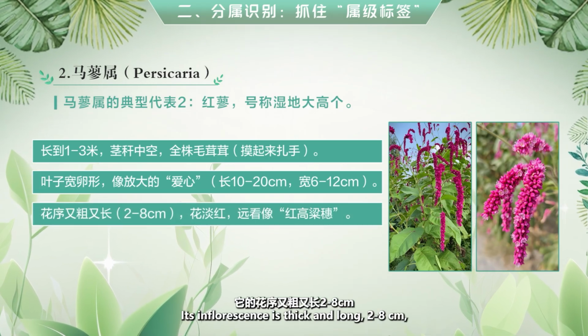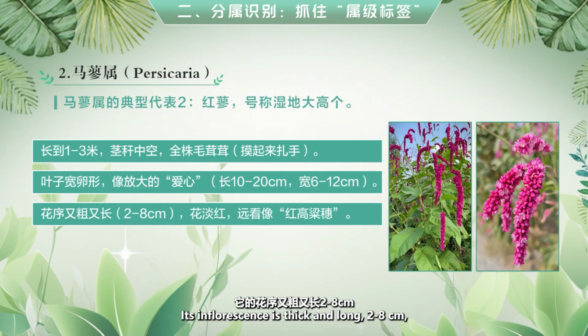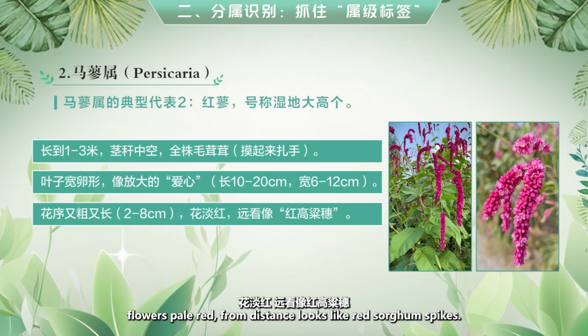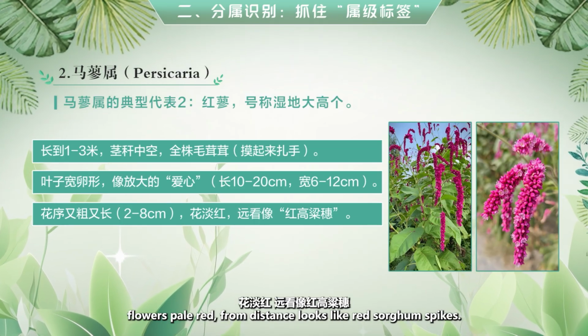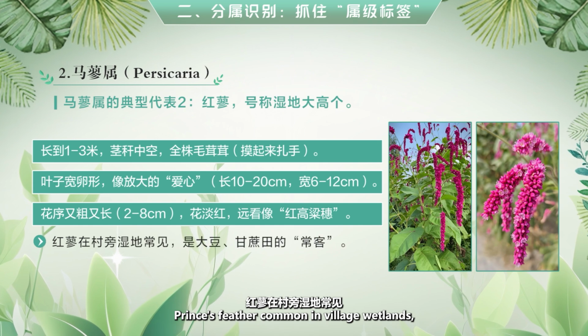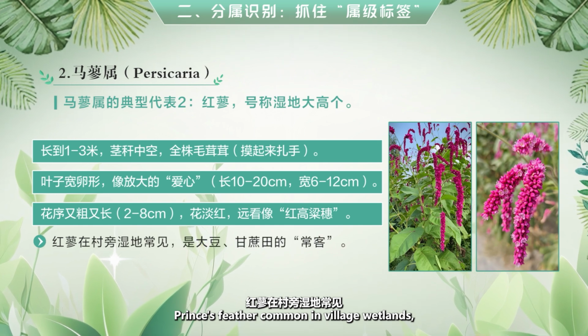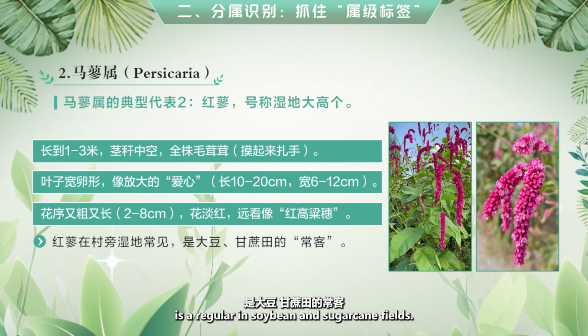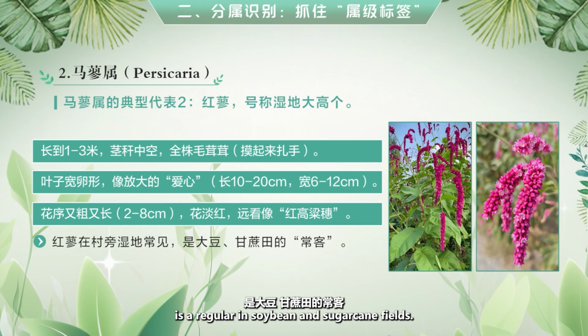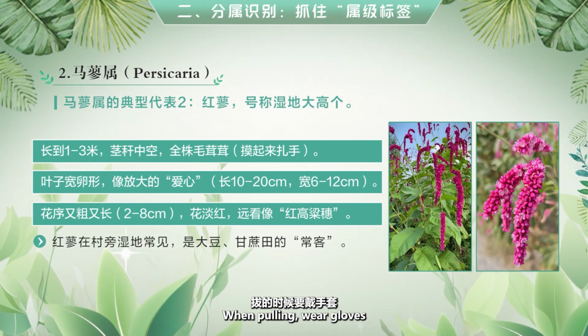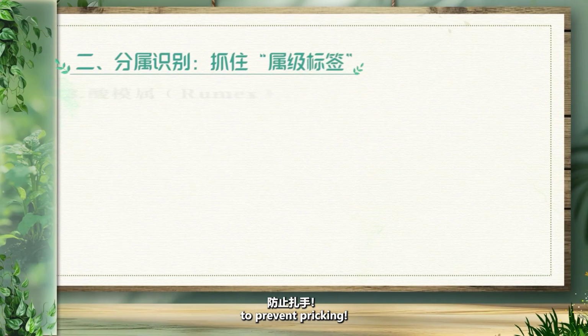Its inflorescence is thick and long, 2 to 8 centimeters. Flowers pale red. From a distance, looks like red sorghum spikes. Prince's feather, common in village wetlands, is regular in soybean and sugarcane fields. When pulling, wear gloves to prevent pricking.